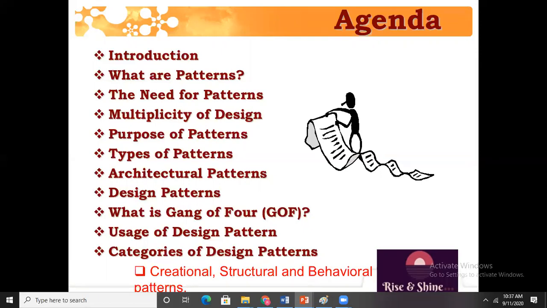Then we will see the usage of this design pattern. And finally, in the last section of this video, we will see what are the categories of design patterns according to gang of four, such as creational design pattern, structural design pattern, and behavioral design pattern. So we'll start the journey towards design pattern from just patterns.